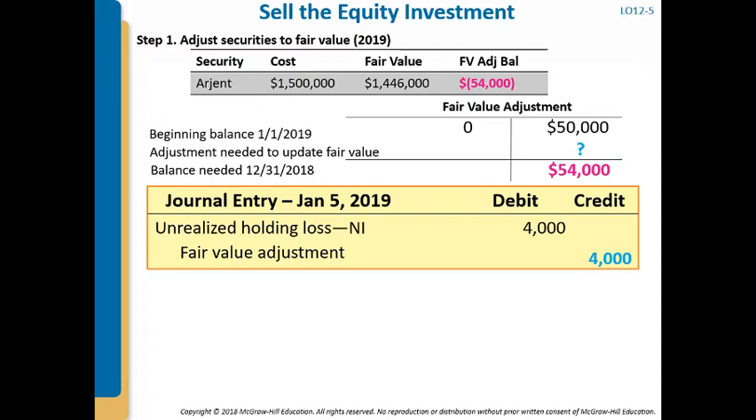And then after that, once you've done that, you can make your entry to recognize the receipt of cash of $1,446,000. So you debit cash $1,446,000. You debit fair value adjustment for $54,000, the balance at that point. And then you're going to credit the original cost of $1,500,000.